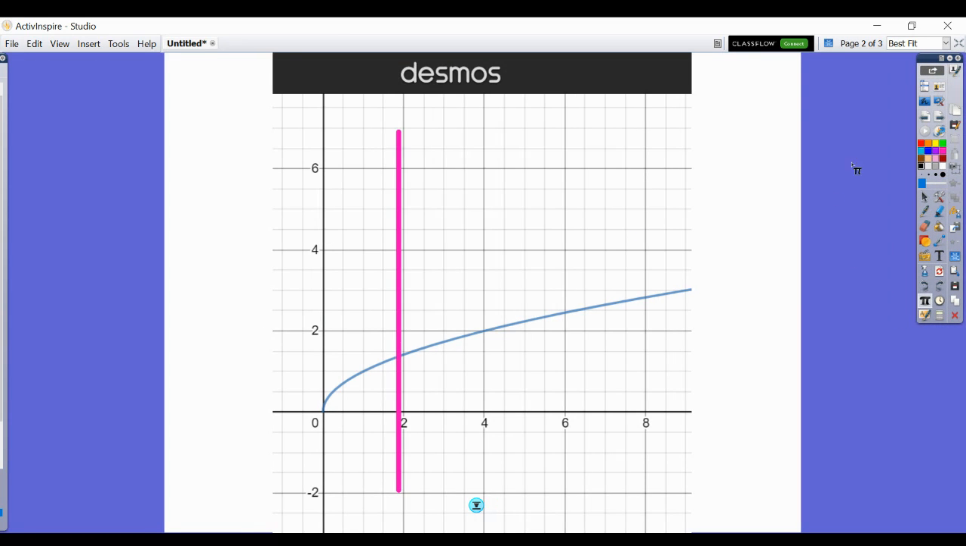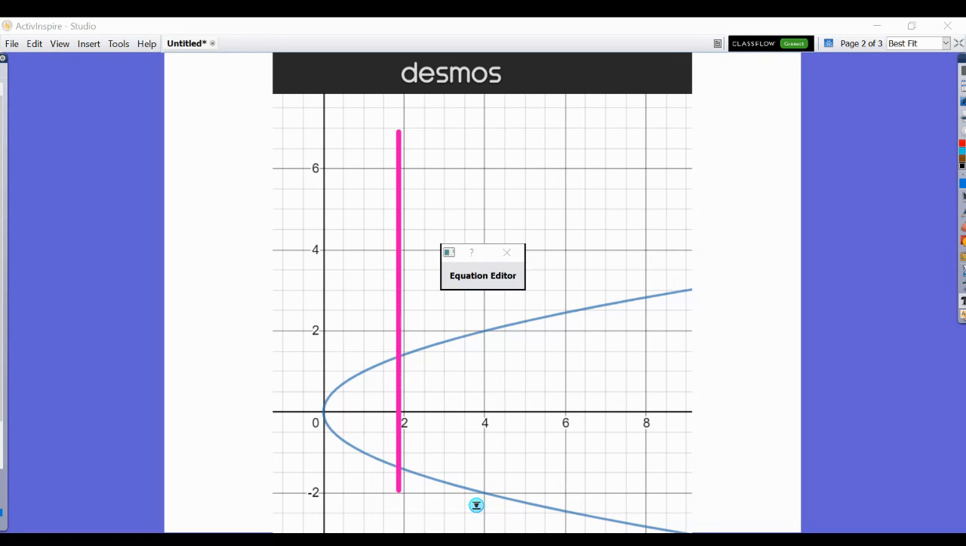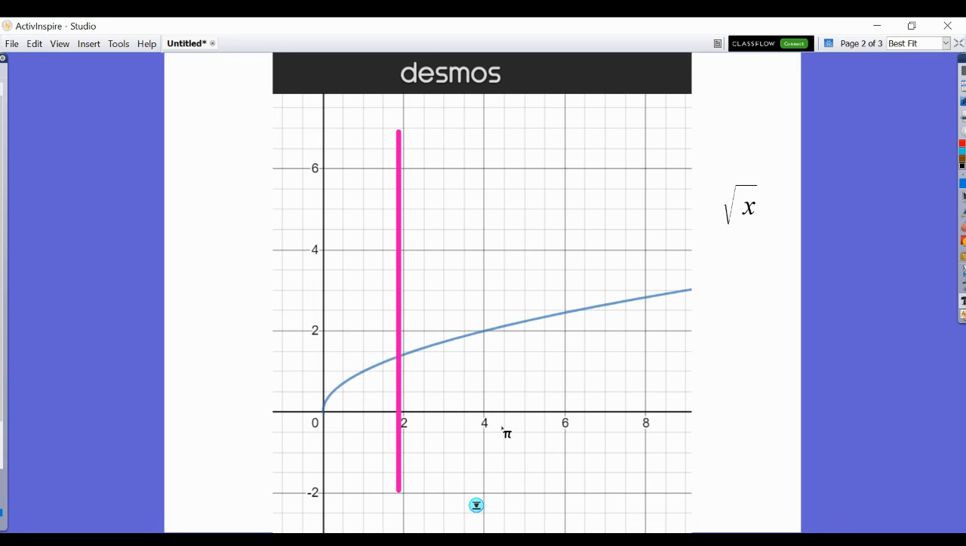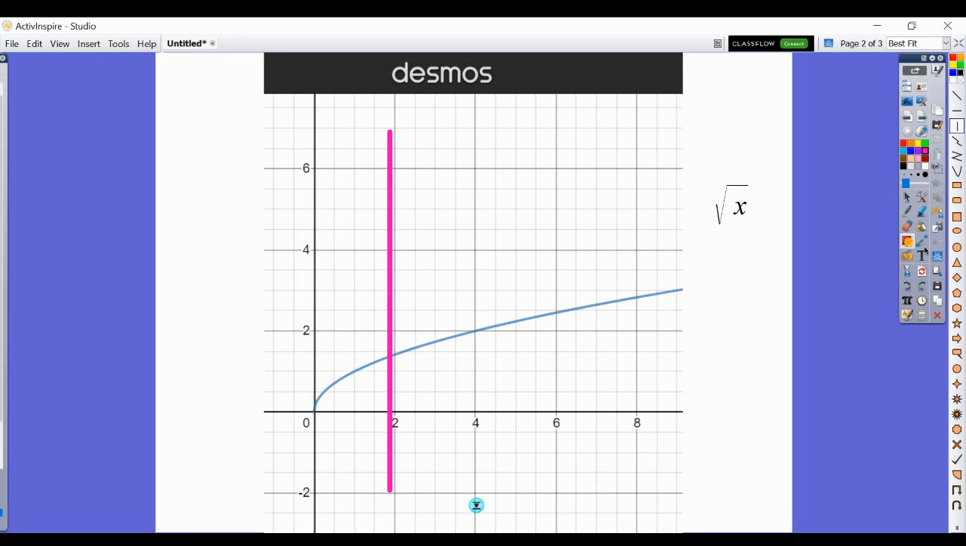So let me just write that in. This graph is the square root of x, and it basically is half of a parabola. And that way, by only taking half of the parabola, we are now going to pass our vertical line test, so it is a function. And as you can see, I can now also pass my horizontal line test.